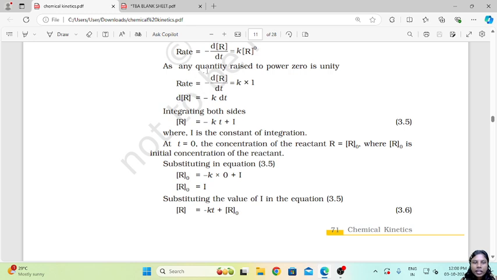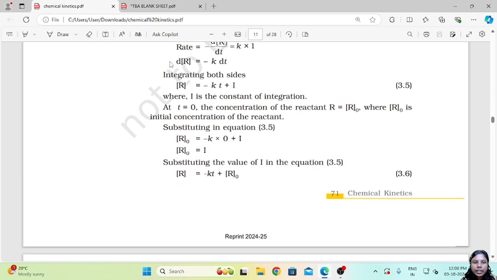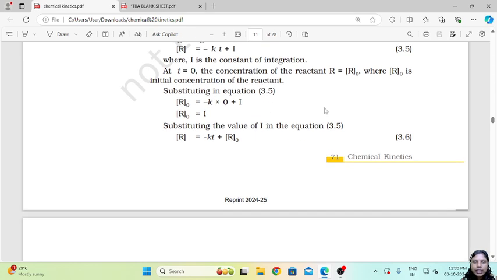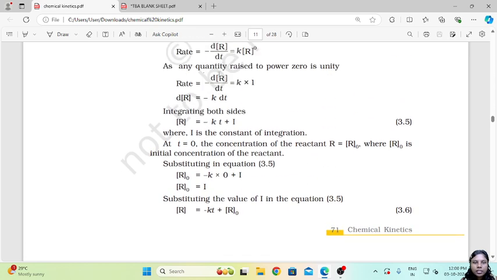If I rearrange this equation, I take dt to the other side, and d[R] along with the minus sign, so d[R] equals minus k dt. On integrating, the differential goes off, so we have the concentration of R equals minus kt plus I. Now this I is the constant of integration that we add. Let's consider at time 0, the concentration of the reactant R is equal to R0, where R0 is the initial concentration of the reactant. Now substituting this in the above equation, what do we get?